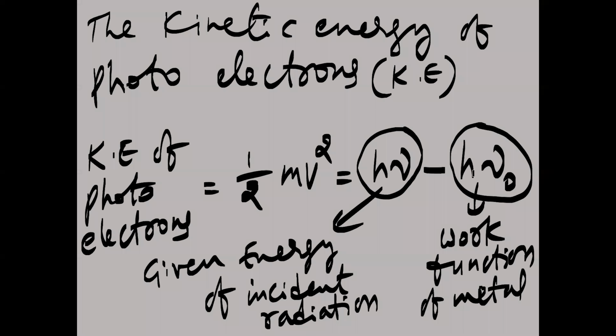So h nu minus h nu naught means the given energy of the incident radiation minus the energy required by the metal. This difference will give the kinetic energy to the photoelectrons. So the kinetic energy of photoelectrons is equal to what? Half m v square, which equals h nu minus h nu naught. Is the concept clear? The difference between the energy of incident radiation and the threshold energy required by the metal gives the kinetic energy. Is the concept clear? Next, take the screenshot now.